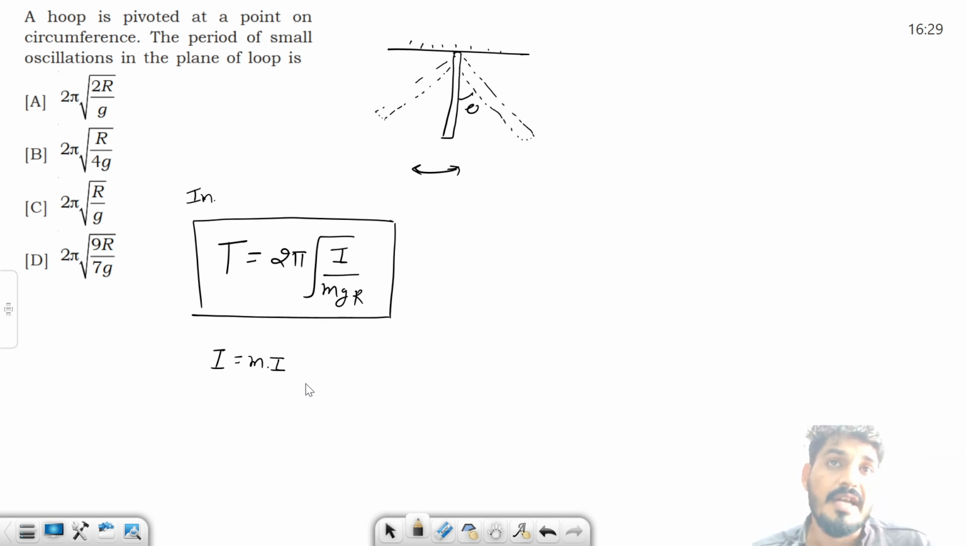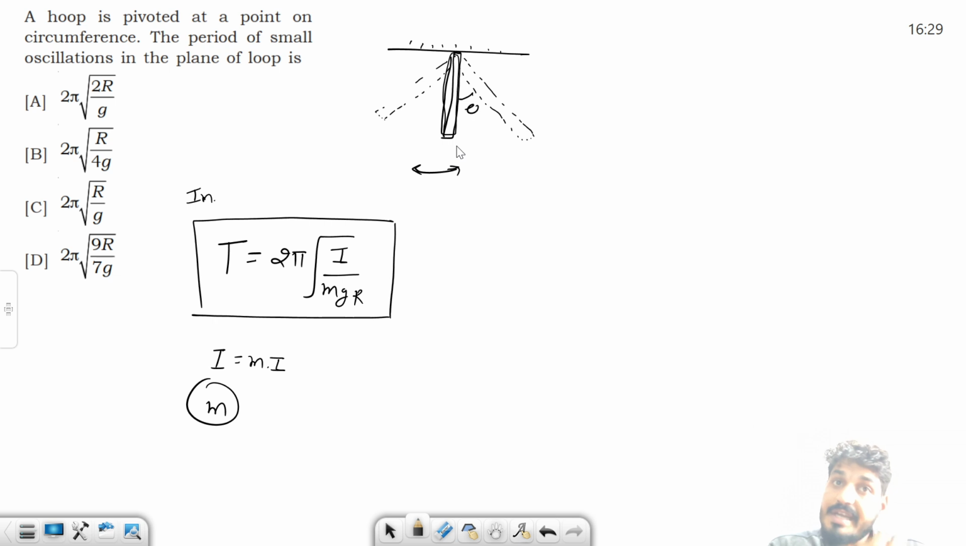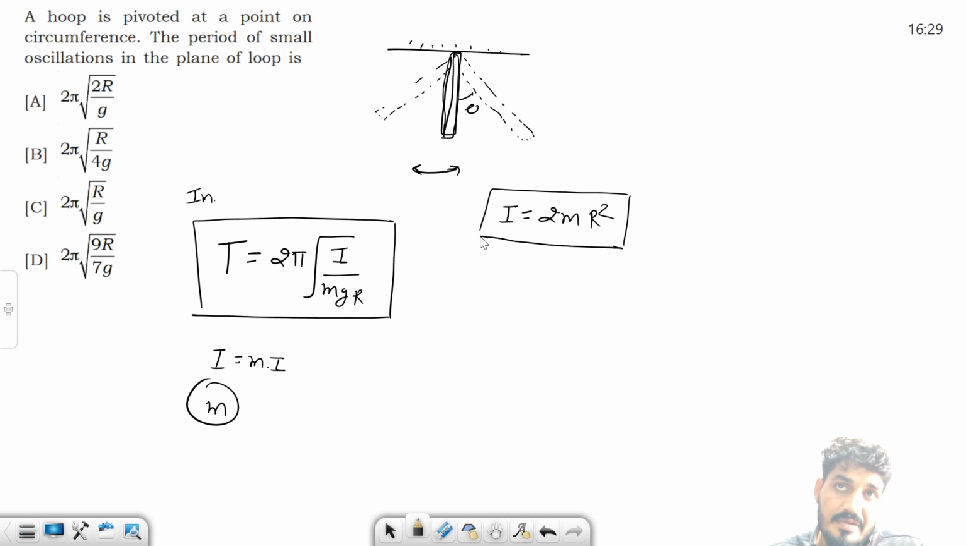Why are we using I? You could also ask why we are not using m here. Because this is a hoop, this is not a point mass. This is the hoop, so its mass is distributed all over this hoop. That means we need to use the moment of inertia, and for this case the moment of inertia is simply 2mr square. The moment of inertia of a hoop, you should remember this directly.